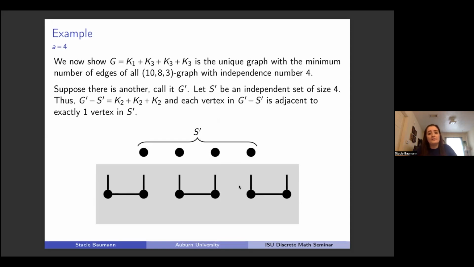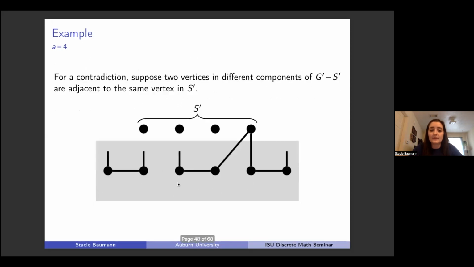Okay, so to prove the strong part of the conjecture, I still know I have to have something like this, because the K2 plus K2 plus K2 in the bottom was the unique minimum, and I have to have edges up. So if I do have another one, it still looks like this. Okay, so what if instead of having my K1 plus K3 plus K3 plus K3, I have 2 vertices in different components adjacent to the same component in S.